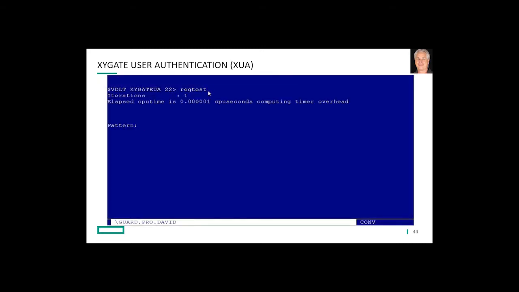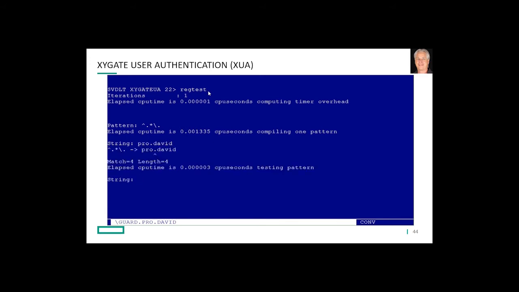The supplied RegTest program can be used to test regular expressions. Using this tool, a regular expression pattern can be entered, followed by a string. RegTest displays how much of the string the regular expression matches and the associated elapsed CPU time, indicating the efficiency of the regular expression. In an earlier example, I used this regular expression to delete the group portion of my username, including the dot. From this test, you can see that the regular expression matches the first 4 characters of my username.